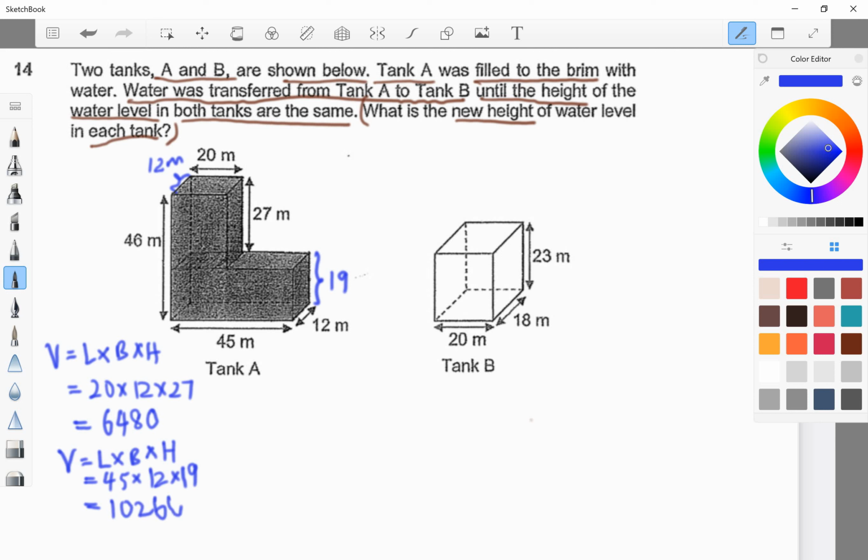So the total volume of water in tank A has got to be 6,480, which is the longish part, the chimney, and I'll add it up with 10,260. Having done that, 6,480 plus 10,260 will get us to 16,740.